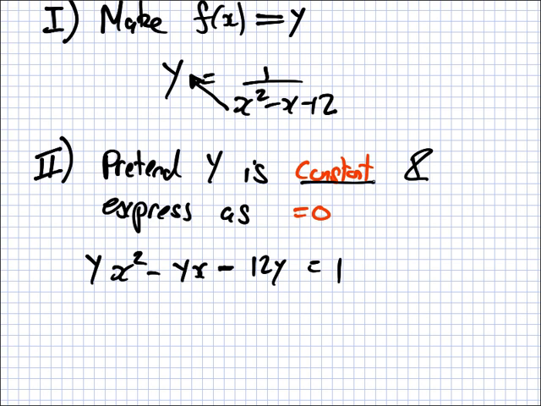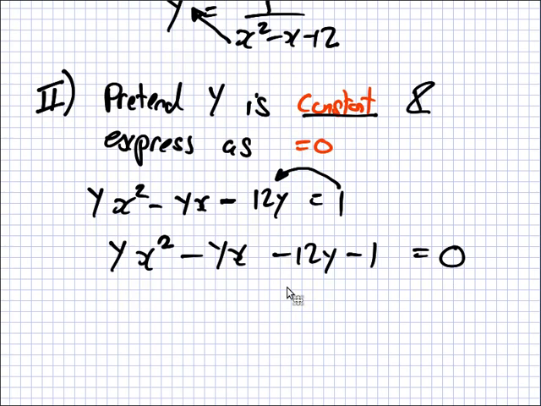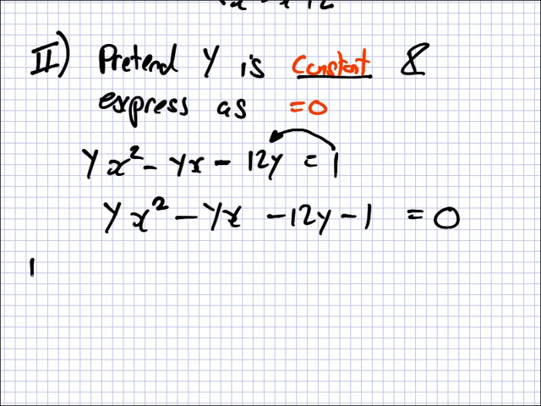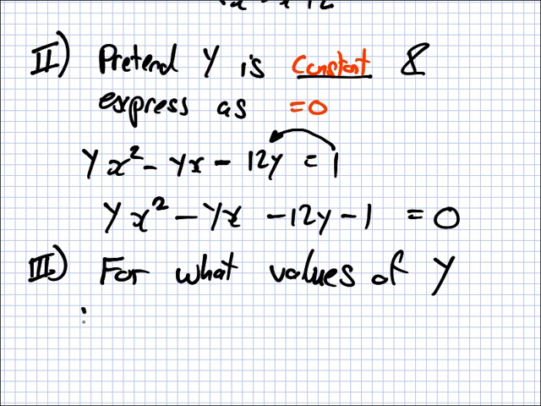Now remember, if y is a constant, then you would bring this over to add it to this. So you'd get yx squared minus yx, and then these would add together, so it's minus 12y minus 1 equals 0. Okay, good? Right? And then the final step, step 3: for what values of y is this solvable?